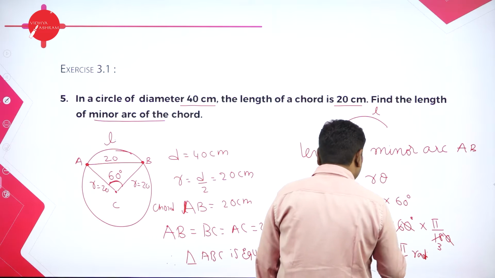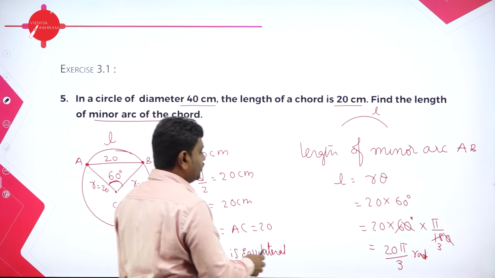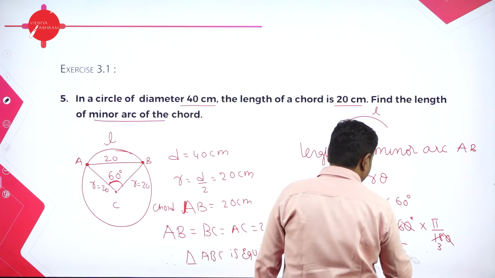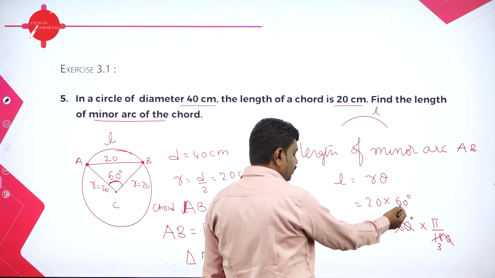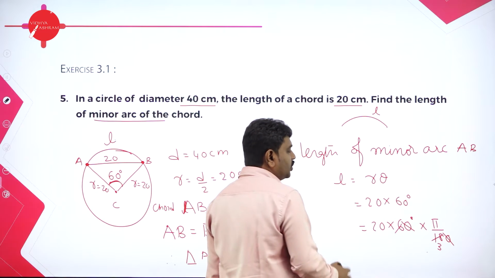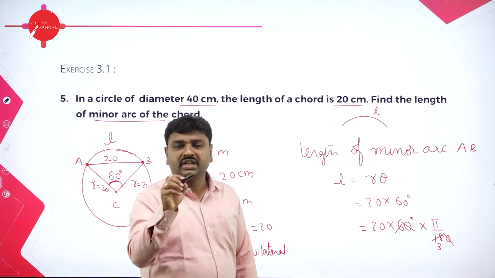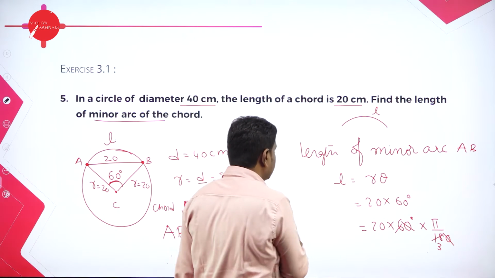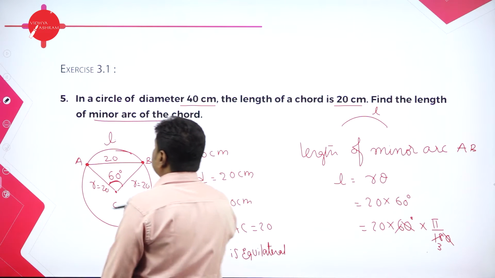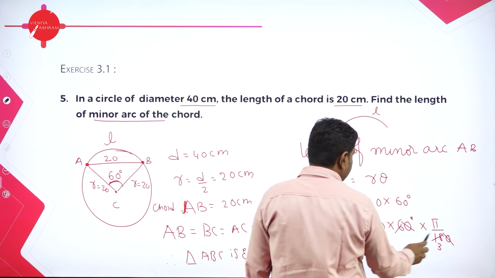Sorry, the length of the arc is in centimeters. But remember, all of you, if you do 60 degrees into 20 you will not get the answer, because theta should be in radians, then only the length will be in the given unit. So the radius is in centimeters, the length also will be in centimeters, but your first task is to convert theta into radians.